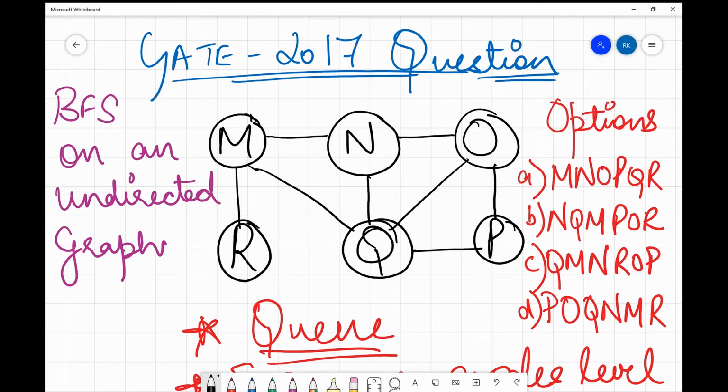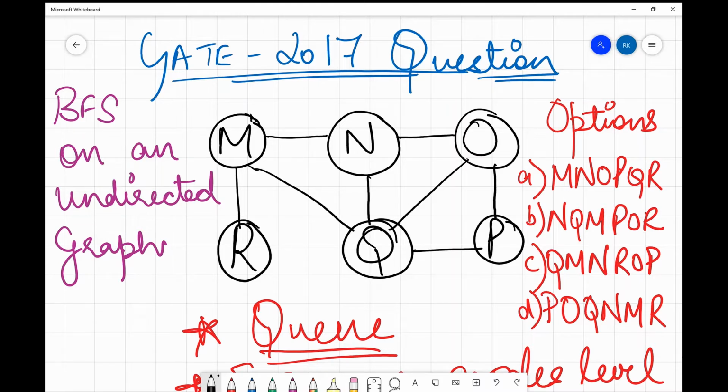We already know the basics. BFS, breadth first search, processes nodes level by level. We process all the neighbors of a particular node first and then move on to the next nodes and their neighbors. And we use a queue data structure for that. That's all revised; we've all practiced it.